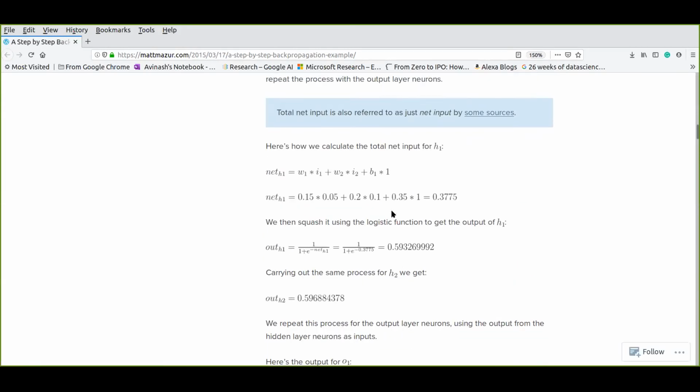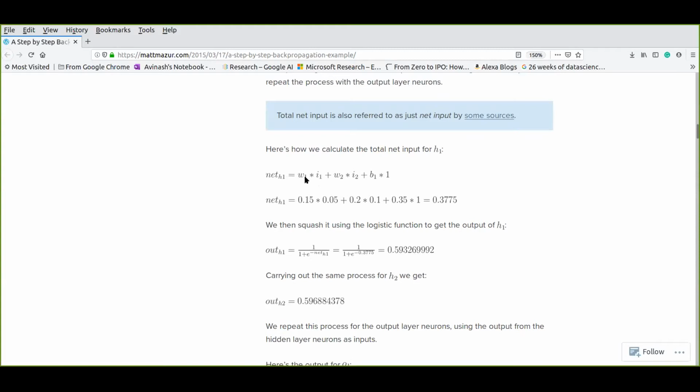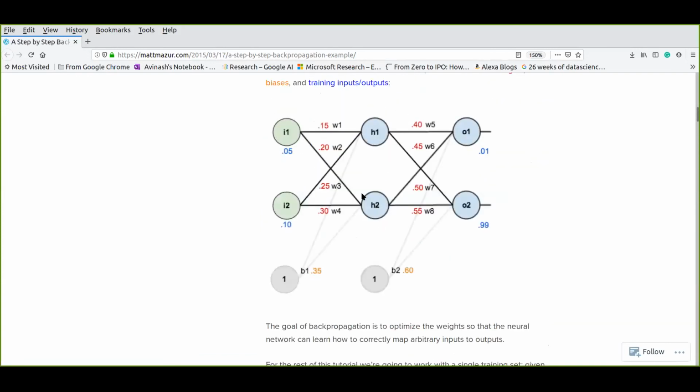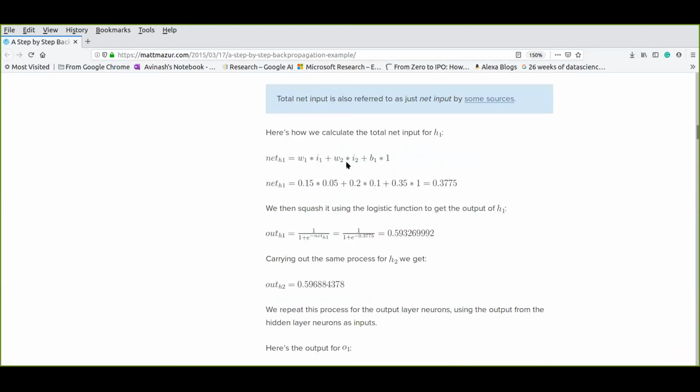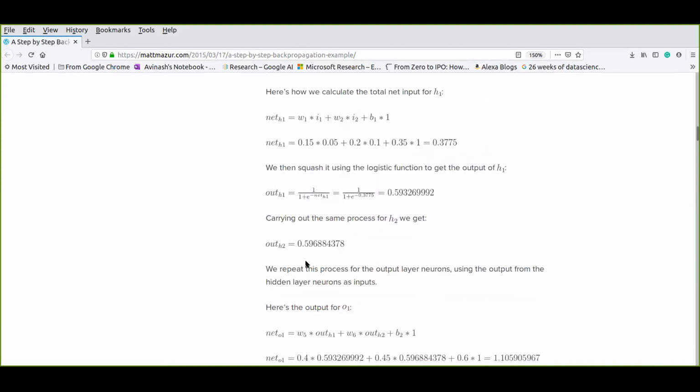So for H2, what happens is, again, it has its own different weights. It will have W3, which is this. W3 and W4 are the two weights which are linked with H2. So here, instead of W1 and W2, we'll have W3 and W4. And we'll find the net output for H2, and then we'll find the output of H2 as well, which is like this. So we'll have output of H2, which is 0.59.